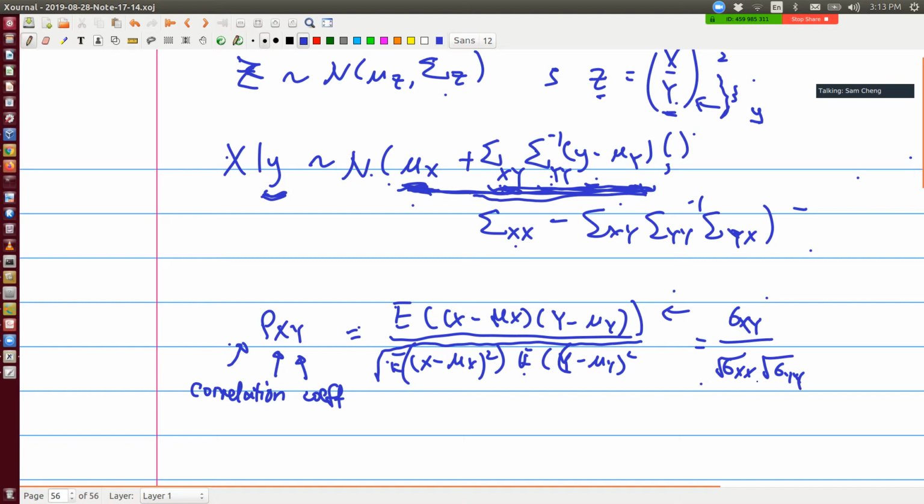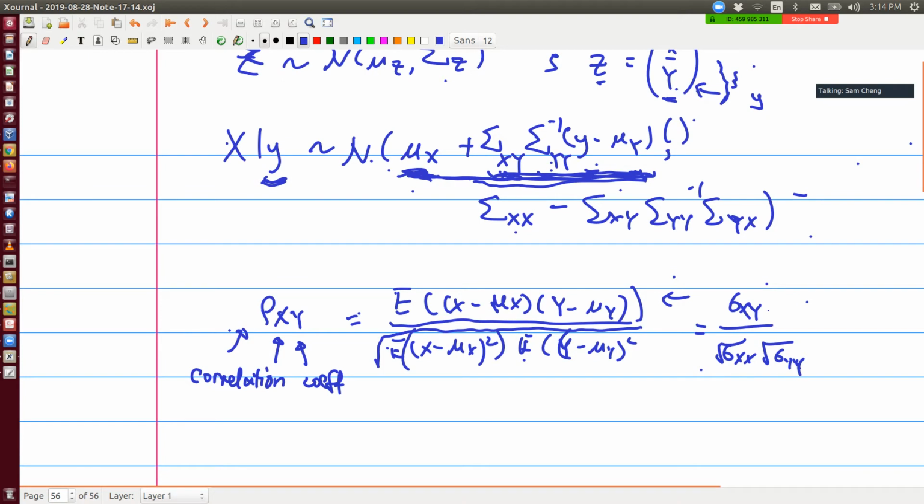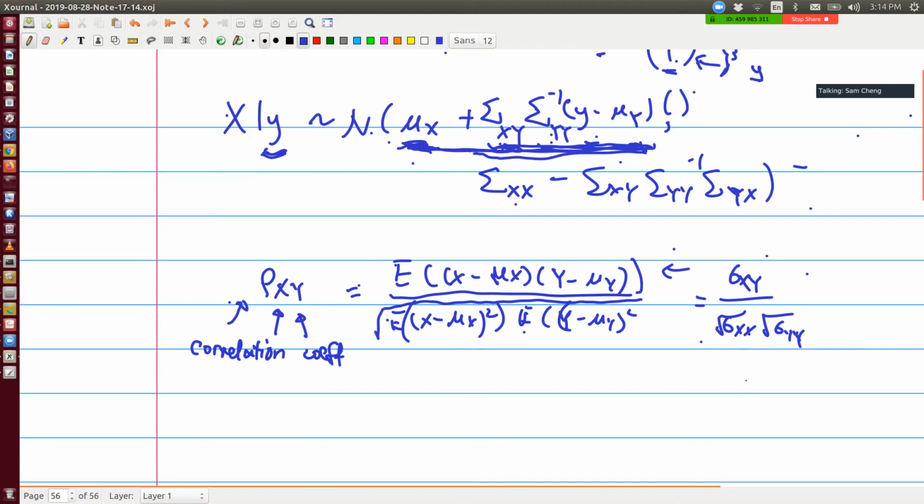Yes, that's basically normalizing the covariance, the correlation coefficient between x and y. So here it is just a scalar. But you can see that because of this normalization, this value is bounded between 1 and minus 1.